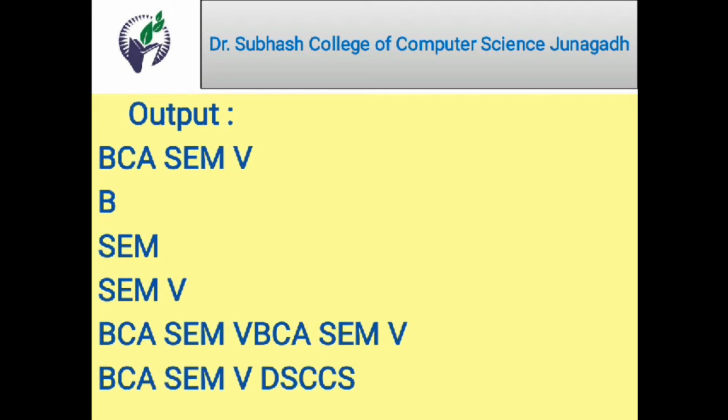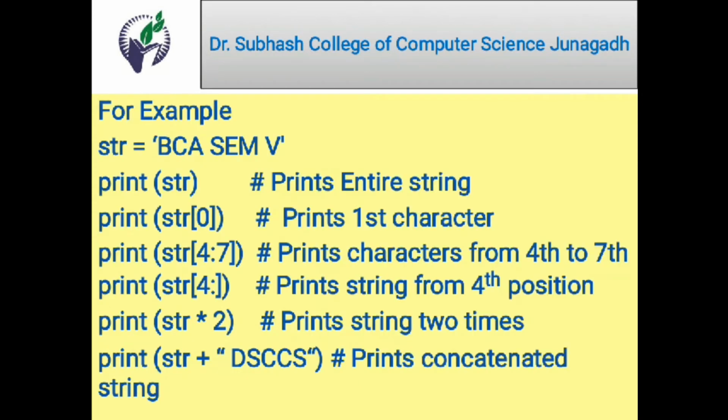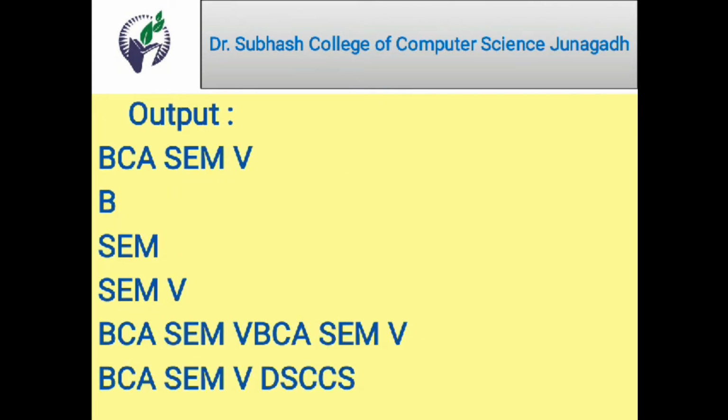From the fourth position up to 7, not including 7 but excluding it, 7 minus 1, that is 6. So it will print the 4th, 5th and 6th characters, that is semester SEM. So here 0, 1, 2, 3, 4, 5 and 6, SEM. So the 4th to 6th characters will be printed by this statement. As we have seen, 4 to the end of the string, that is the fourth output statement. So SEM5 will be the outcome.